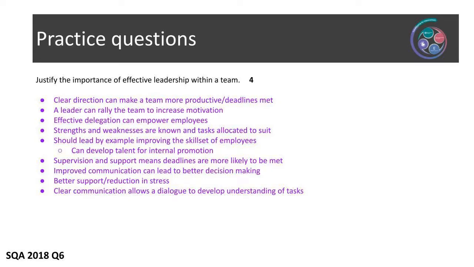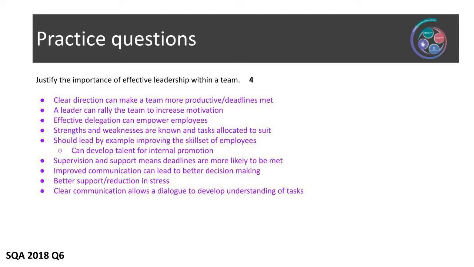So in answering our justify the importance of effective leadership with a team question, there's 1 mark available for each justification that you make, with additional marks available for developing that point on if you manage to do that appropriately. And of course, we need to make sure that a team has clear direction, and that clear direction provided by the effective leadership can make a team more productive to ensure deadlines are met. The leader can rally the team to increase motivation. Of course, increasing motivation can then lead to better output or an increased output. Effective delegation can empower employees.